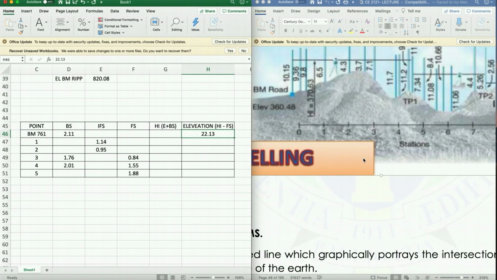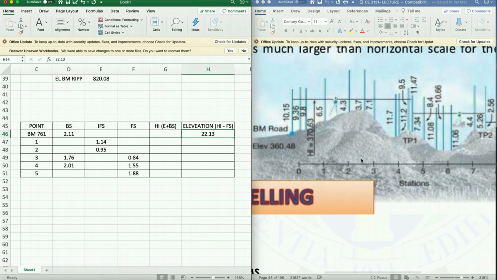Okay, so I already copied yung data. So for the benchmark, the elevation of the benchmark is 22.13. So for the height of the instrument, it is simply the elevation plus the backsight. Then that is the elevation of your height of the instrument. Ito na yun. Okay? Now, for example, this is your FS1 and this is your FS2. Tapos ito yung ating TP1.